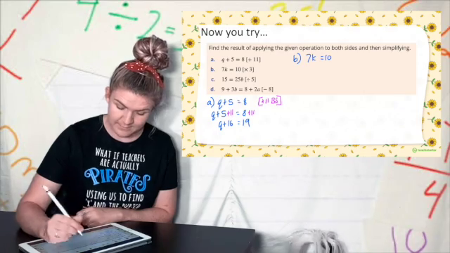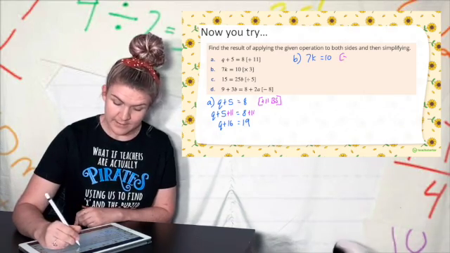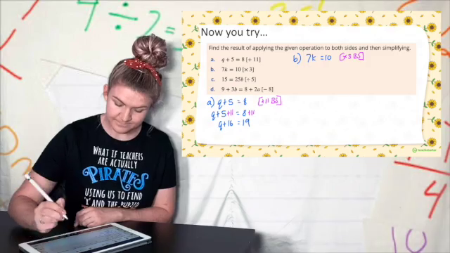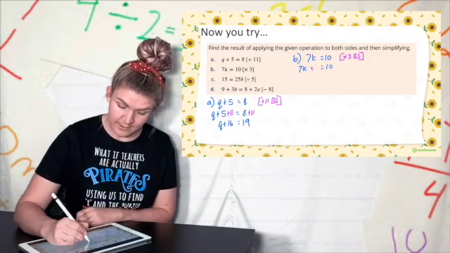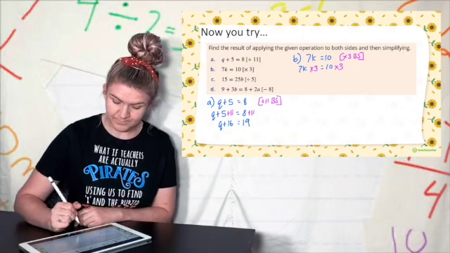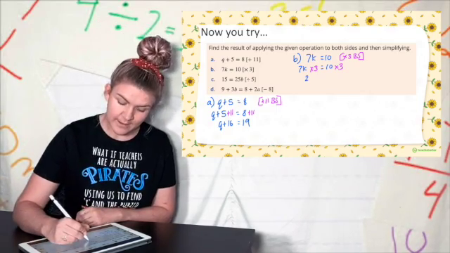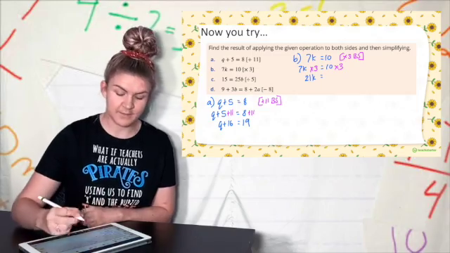7k equals 10, and I'm doing times 3 on both sides. 7k times 3 equals 10 times 3. 7 times 3 is 21k, and 10 times 3 is 30.